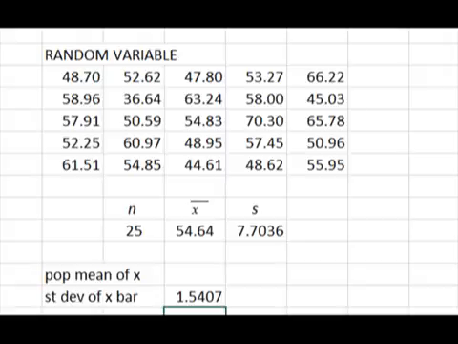So the standard deviation of the sampling distribution is about 1.54. And if I double that, so I go 2 standard deviations, there's about a 95% chance that this value of x bar is within 2 standard deviations, or within 3 units, of the true value of the mean of x and the mean of x bar.